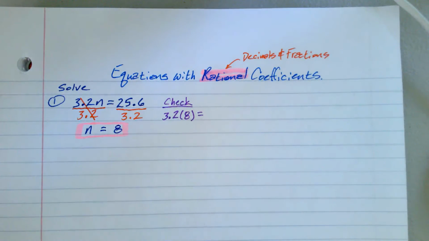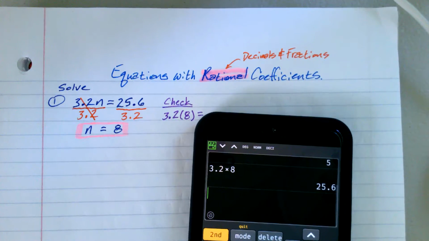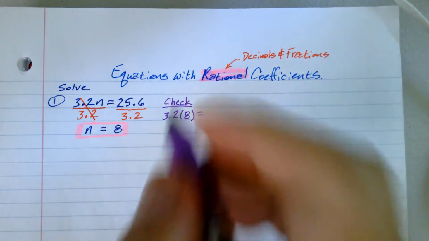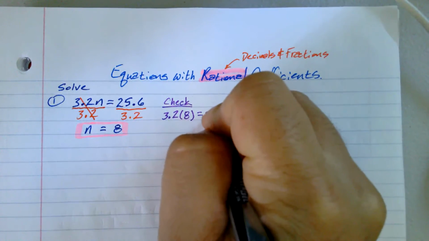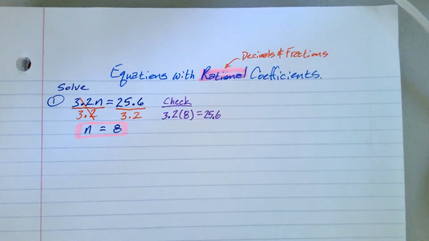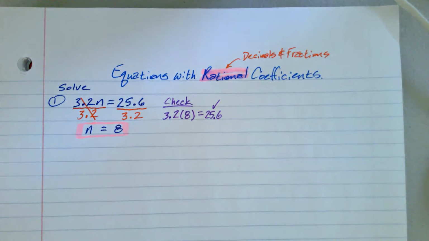Oh, it's giving me answers as fractions. I don't want fractions. I want decimals. Okay, I want decimals. So I get 25.6. I get 25.6, and that is what I want. I want to get that answer. It checks out. Okay? Any questions?